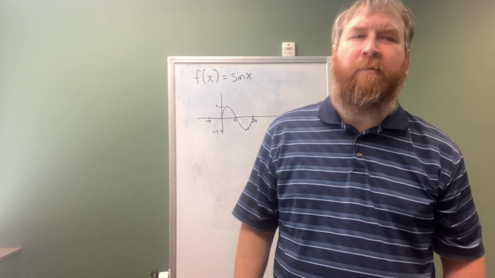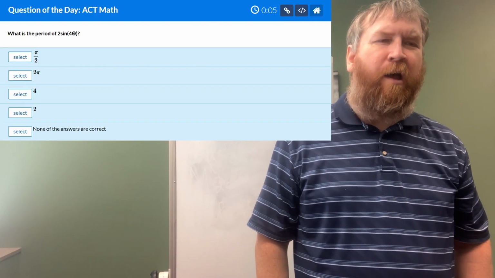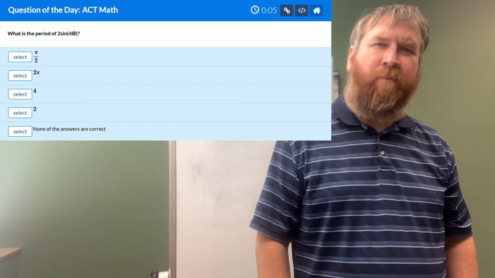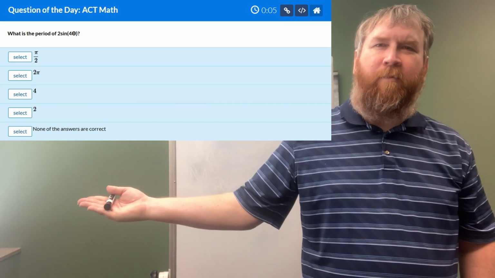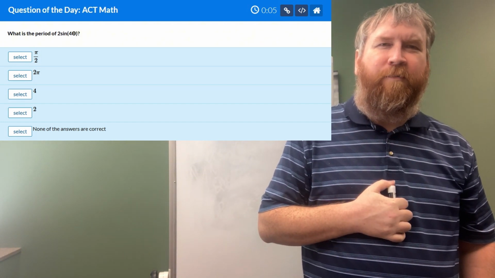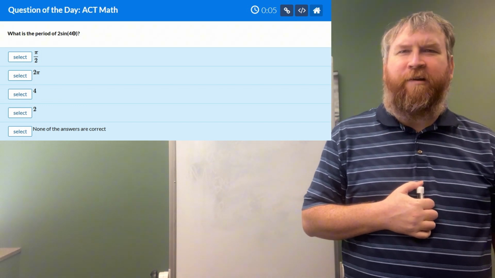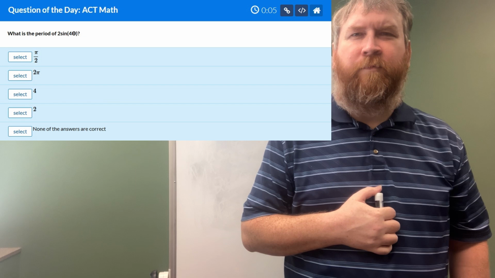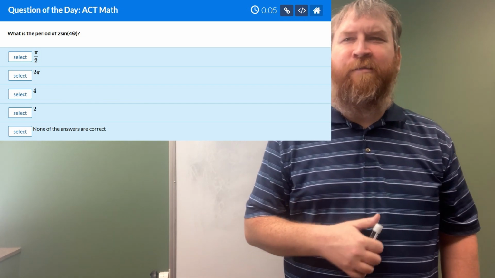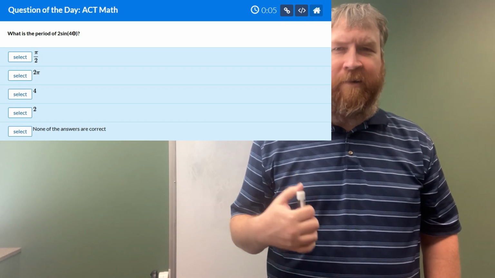Today's question is asking, what is the period of 2 times sine of 4 theta? Which I put up here. So what this is giving us is a transformation of a trigonometric function. If you're not familiar with transformations of quadratic functions, then this is going to be very, very similar to that.